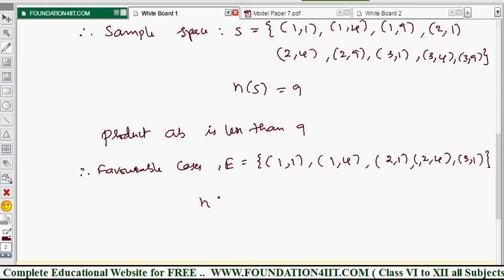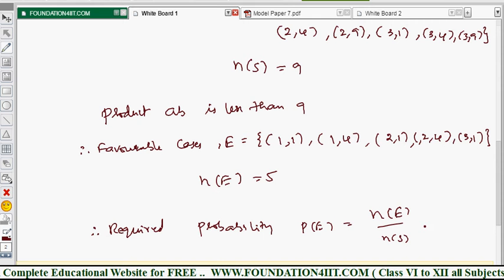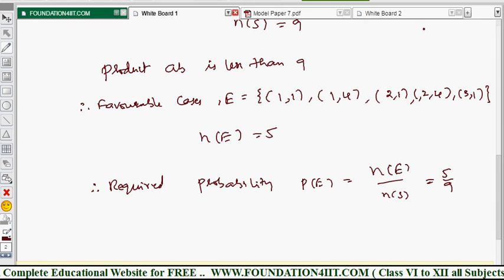So n of E is equal to 5. Then you can write the required probability. So therefore, the required probability, that is P of that event, is n of E by n of S. So 5 by 9 is the probability that the product of two numbers is less than 9. Right?